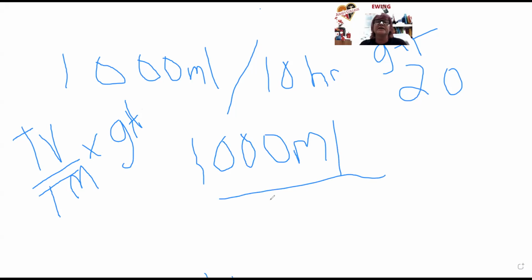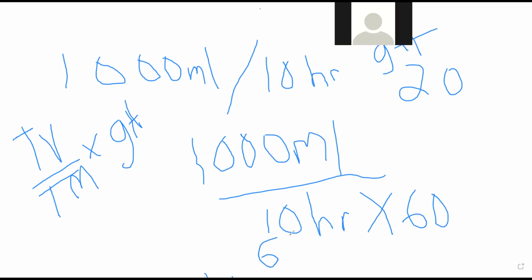Now our time is in hours, so we have to convert that to minutes before we do the math. In order to make 10 hours into minutes, we're going to multiply it times 60, because each hour represents 60 minutes. And that'll give us 600 minutes.